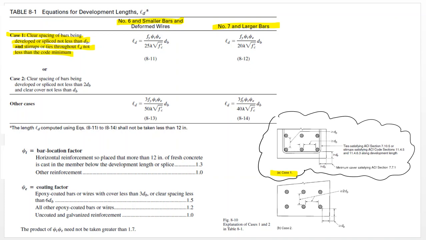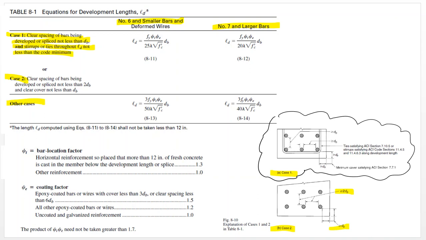If you don't meet these requirements, then you fall into case 2, which is a case in which the spacing between rebar is more than 2 times the bar diameter, and the clear spacing to the surface is more than the bar diameter. So this would be case 2, and the formulas are slightly different from one case to another. And if you don't meet these requirements, then you fall, as I said, into a different category where the formulas are a little bit more penalizing.